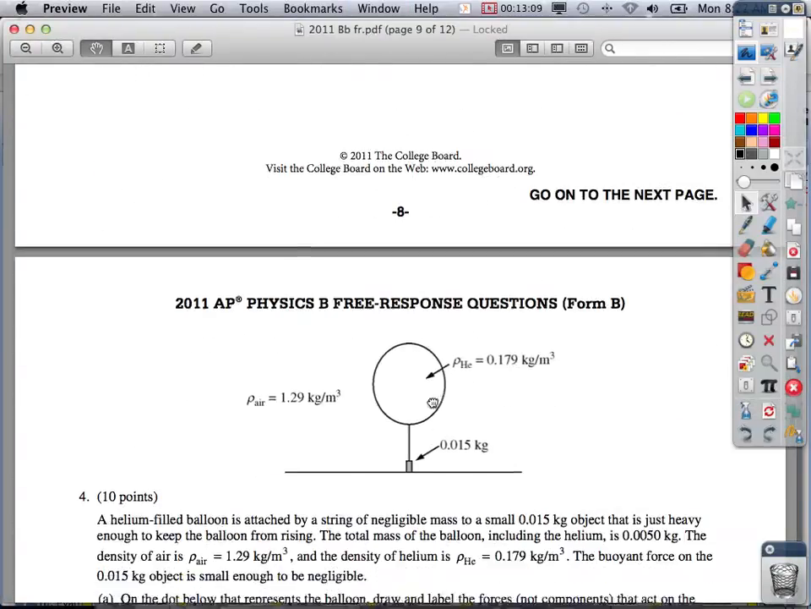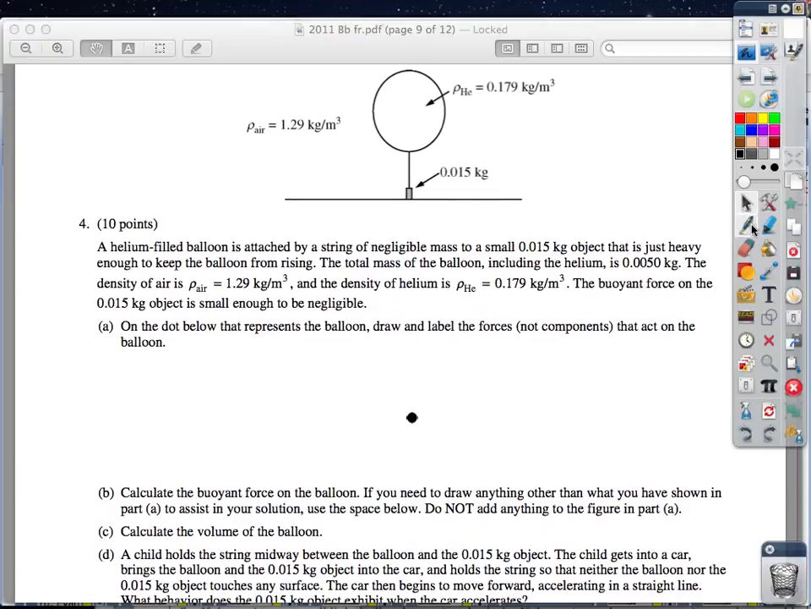Number 4. Okay, so on the top below, we're going to draw the forces that act on the balloon. So we have F sub B up. We have F sub G, and I guess you could argue for any of this stuff. F sub H, Fg of the helium. Then you could also say the tension. So it's kind of like the weight of the balloon, the weight of the helium, and the tension. Not the weight of the tension, of course. Those would be my guesses off the top of my head.